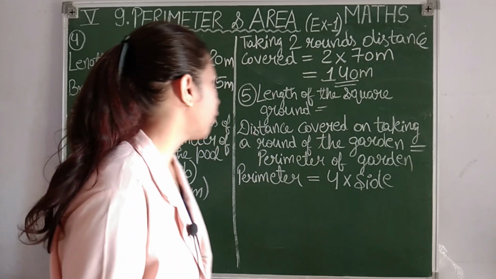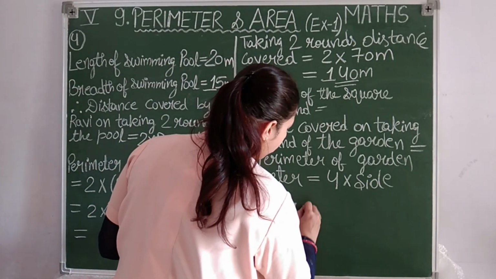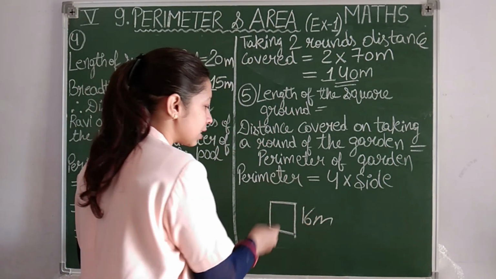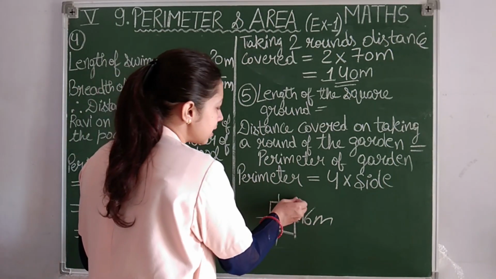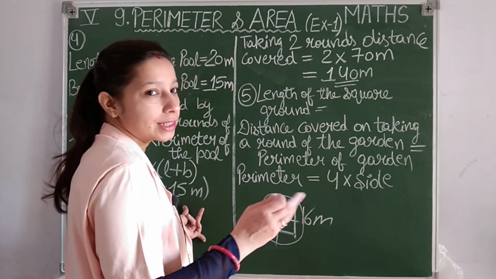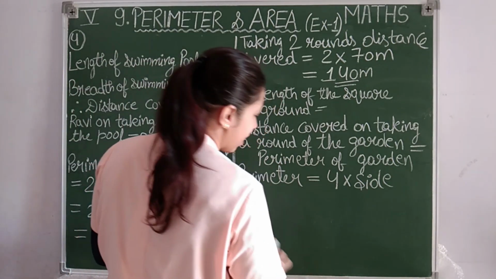Okay students, if there is a square garden and its one side is 16 meters, as it is a square, all the 4 sides will be 16 meters only. Now Ajay is covering 1 round of the garden. So how do we find how much distance he has covered? Obviously you will use the formula for the perimeter of a square.